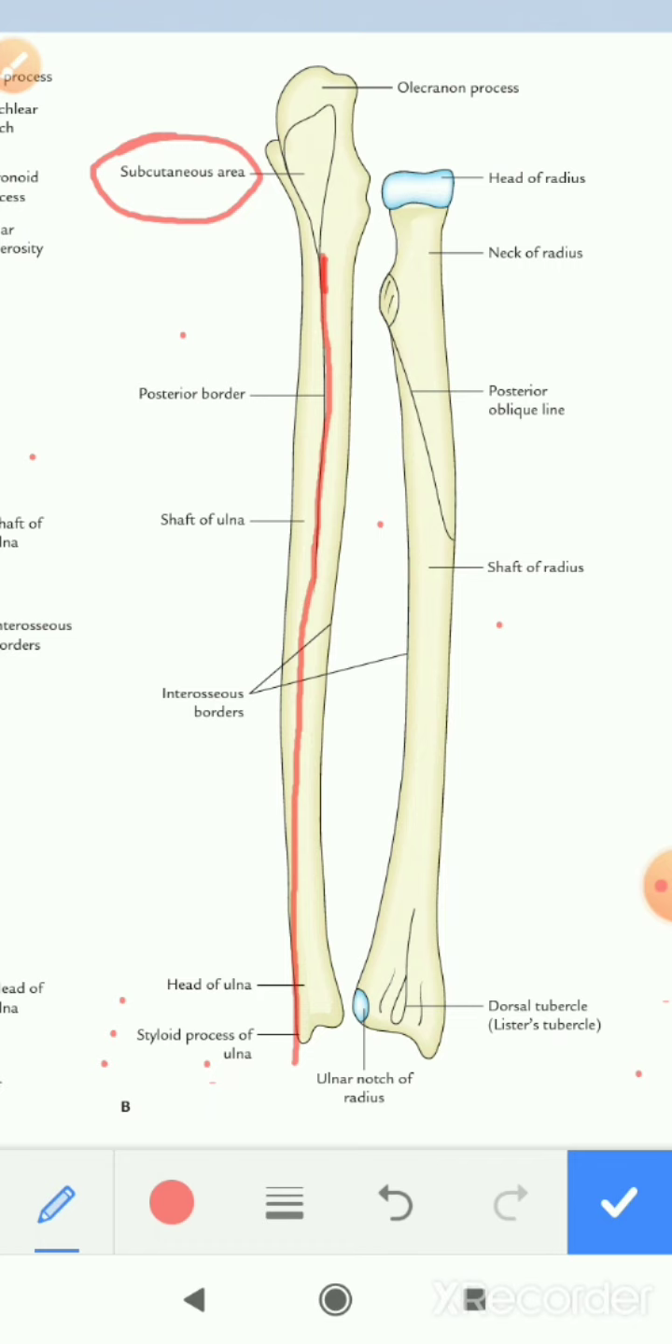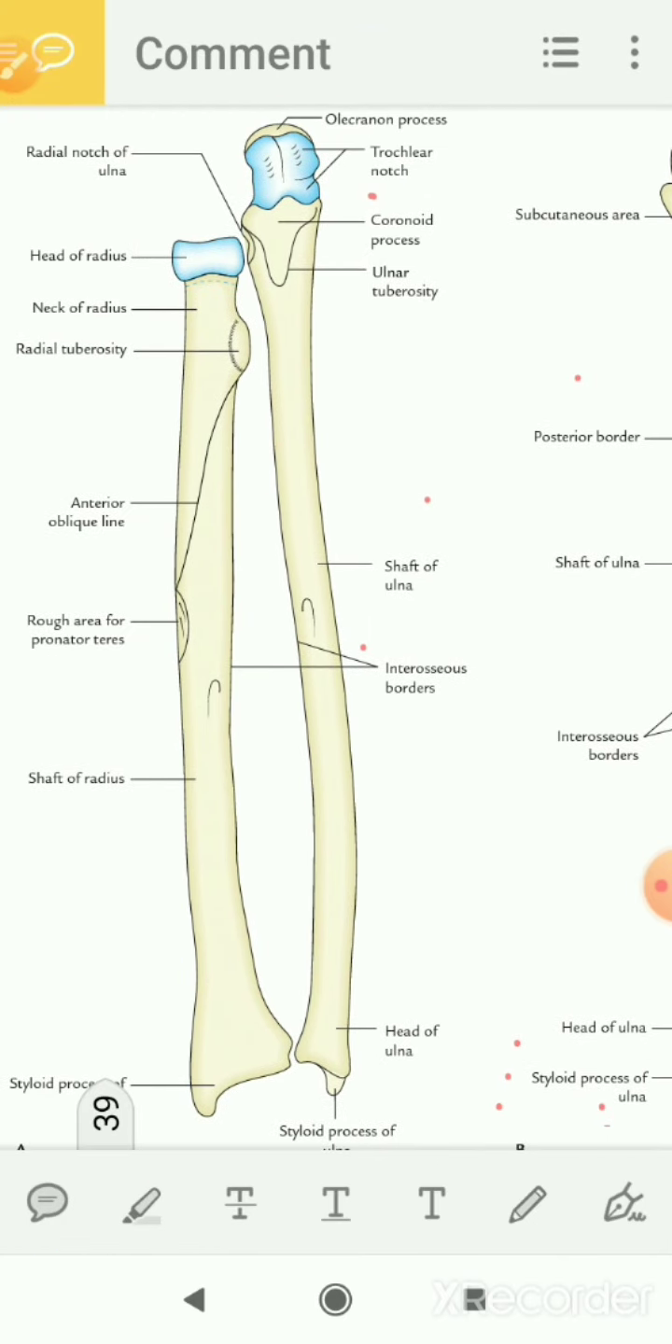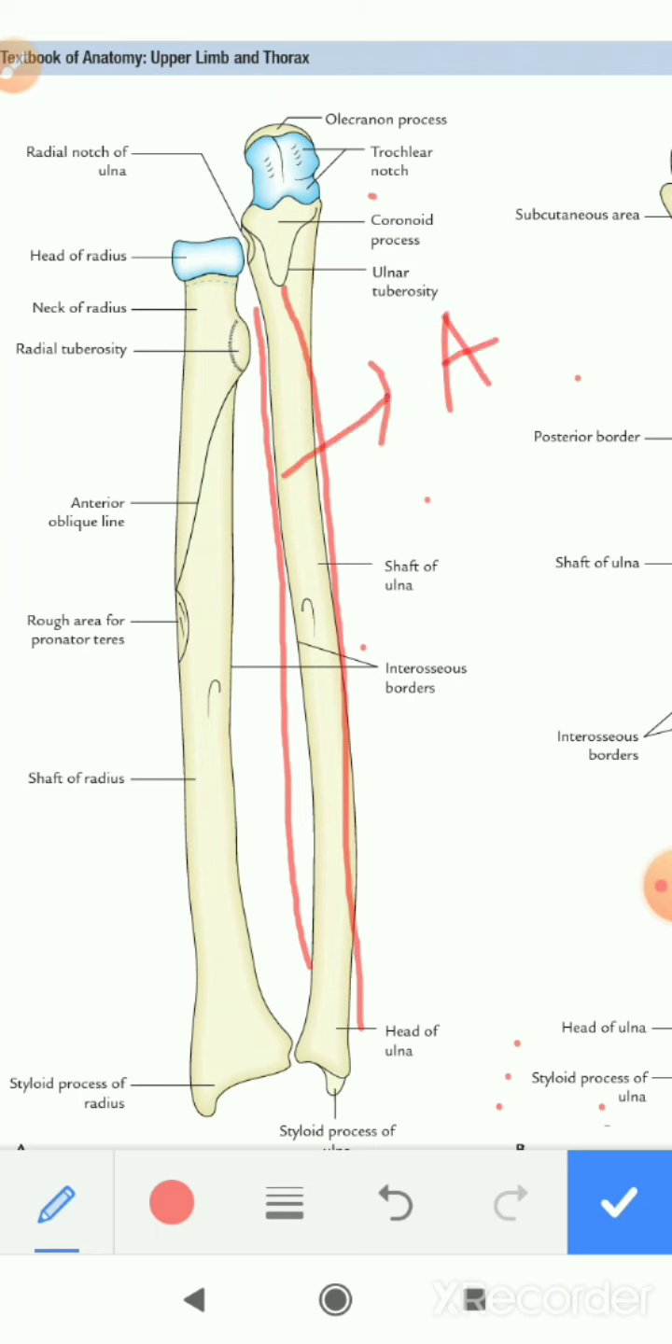Now come to the surfaces. The ulna has 3 surfaces: anterior surface, posterior surface and medial surface. The anterior surface lies in between the anterior border and the interosseous border. So this surface is the anterior surface. Then the medial surface.